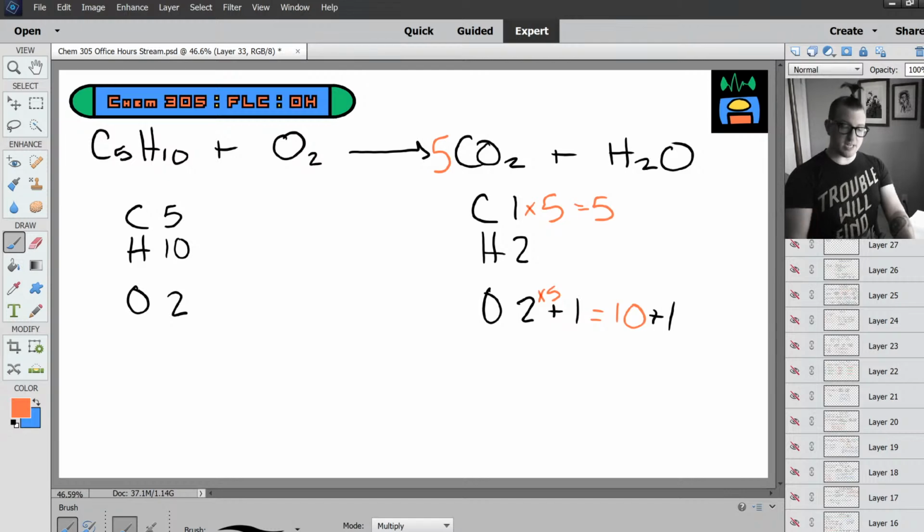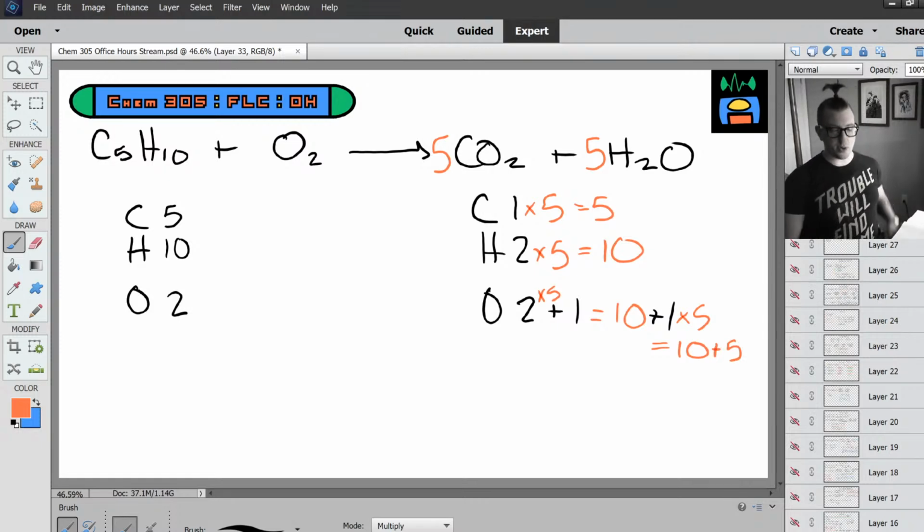Next, we need 10 hydrogens on our product side. Well, we've got 2 in water, so if we had 5 water molecules, not times 10, that'll balance things up nicely. It changes our oxygen count to 10 plus 5, but again, it's not like it was balanced before. Okay, now I'm getting dramatic and I mean it. So we've got 2 oxygens on our reactant side. We have 15 on our product side.